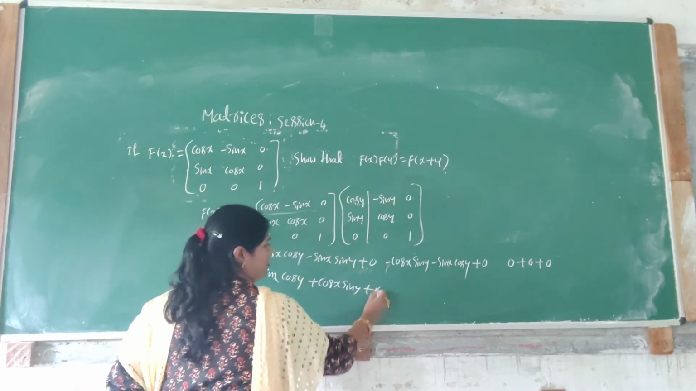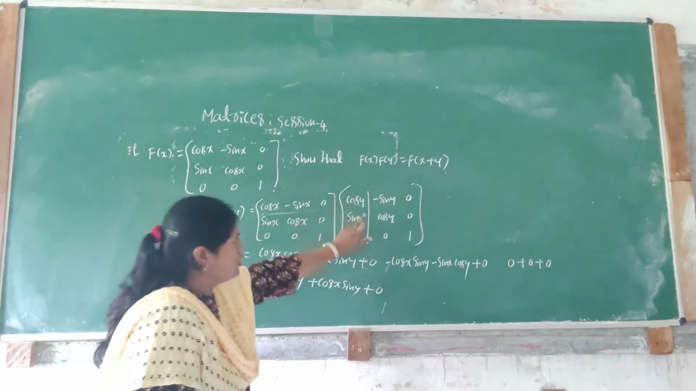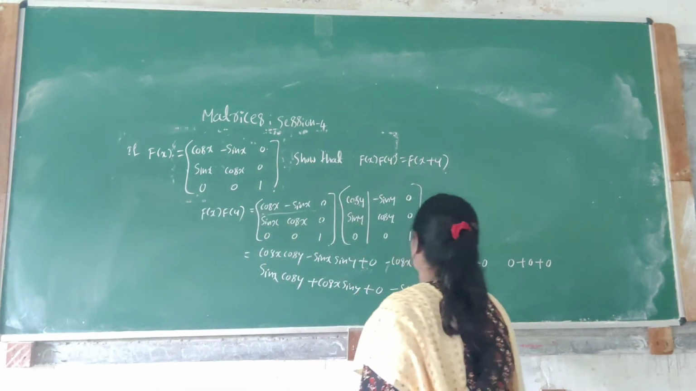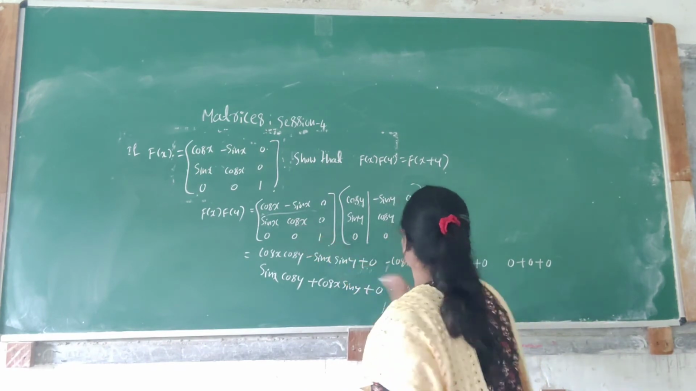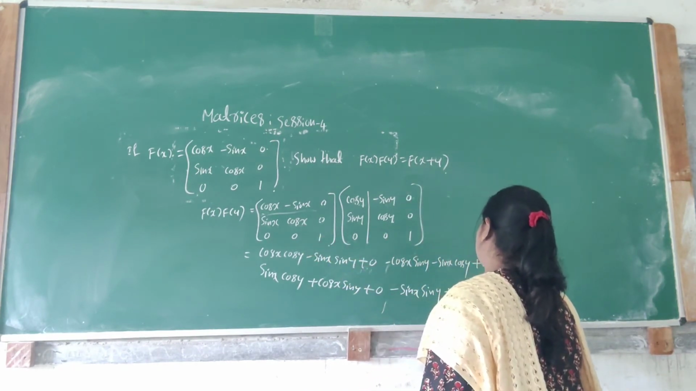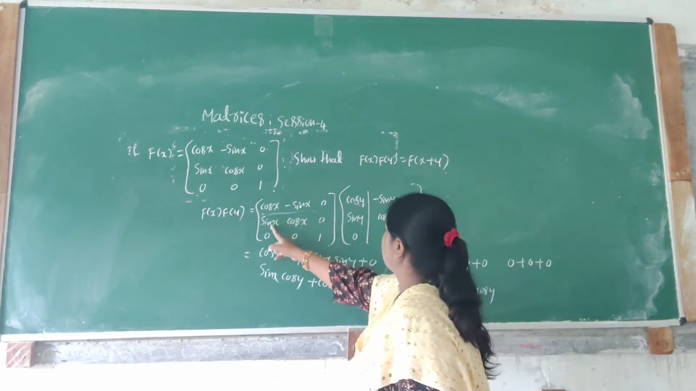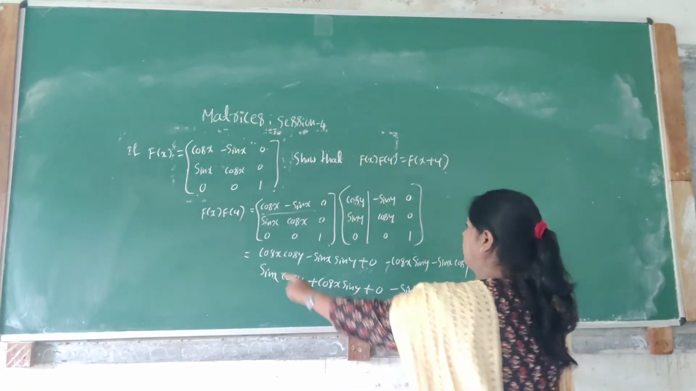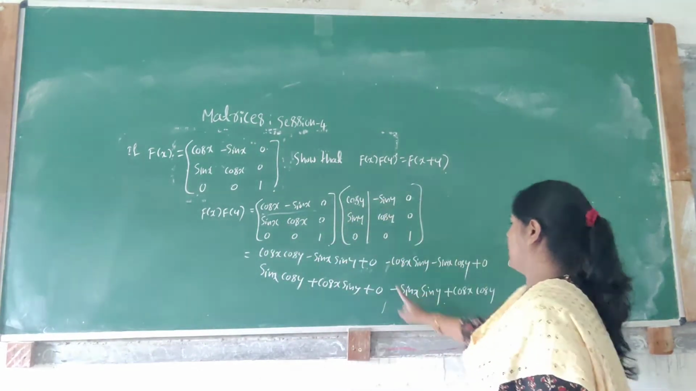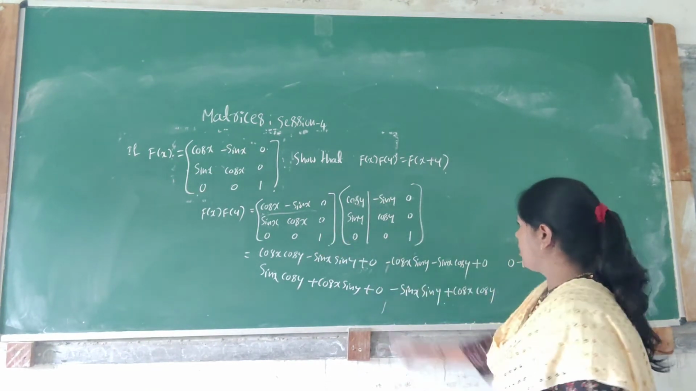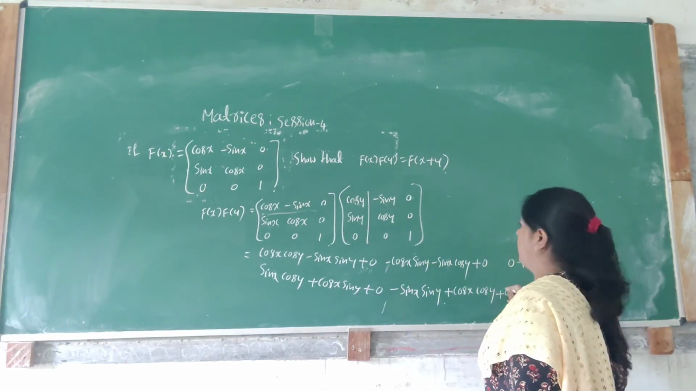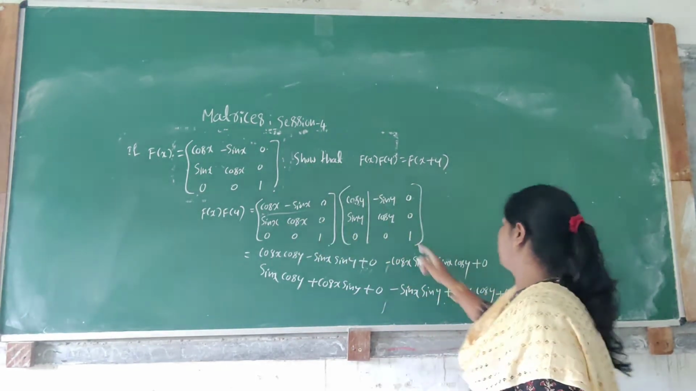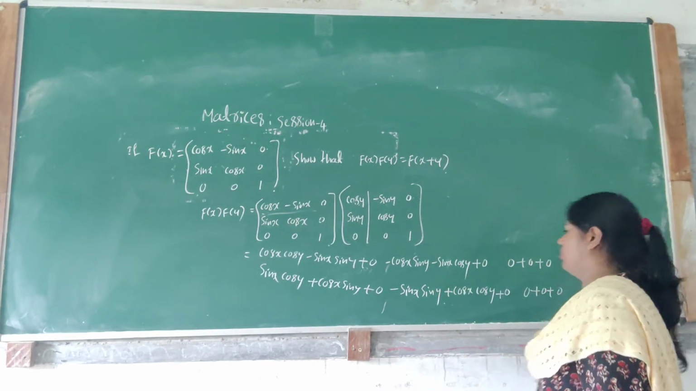Next 0. Okay. 0. Next second row, second column: minus sin x sin y plus cos x cos y. So this one, second row, second column, minus sin x sin y plus cos x cos y plus 0. Here also sin x into 0 is 0, cos x into 0 is 0, 0 into 1 is 0. So 0, 0, 0. Over.